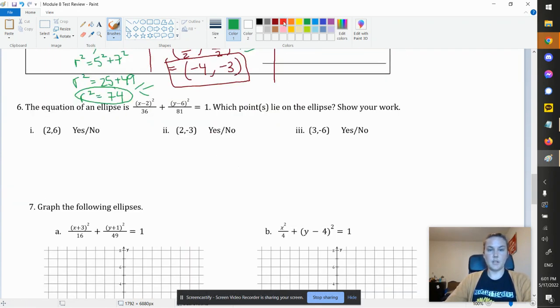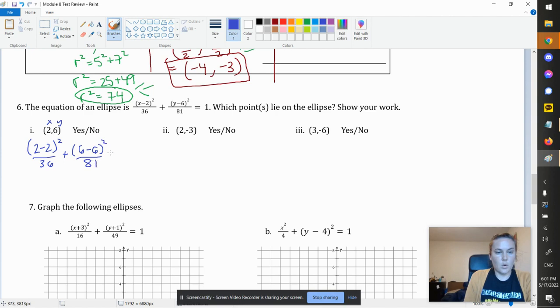Next question says, the equation of an ellipse is this equation. Which points lie on the ellipse? Show your work. Okay. Couple ways to do this. We can logic our way through some of them, and then other ones we can just plug in x and y and see if it's true. So let's do both ways. This, if we plug it in, 2 is our x, 6 is our y. So we would get (2 minus 2) squared over 36 plus (6 minus 6) squared over 81.